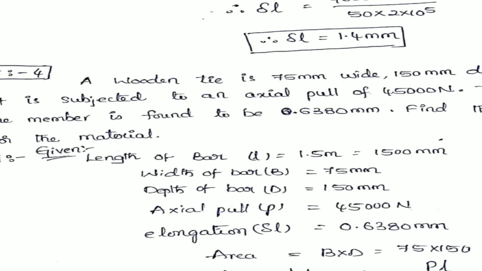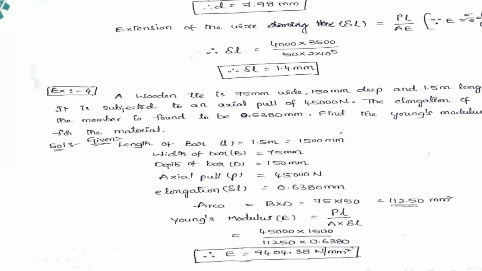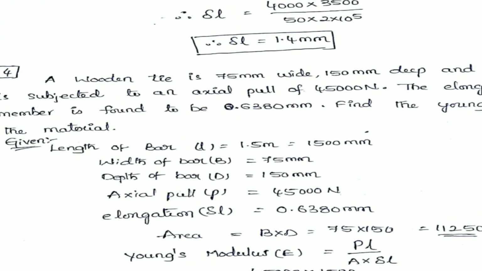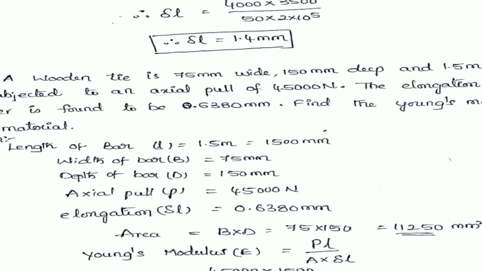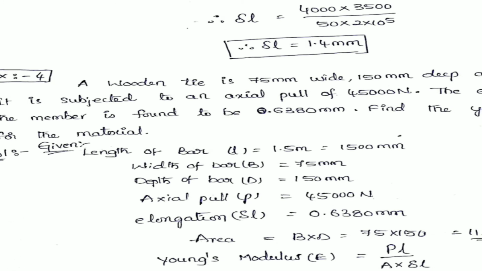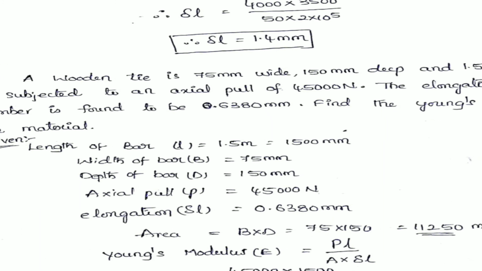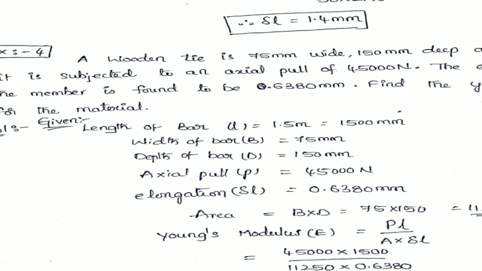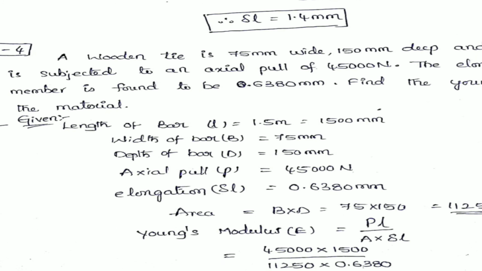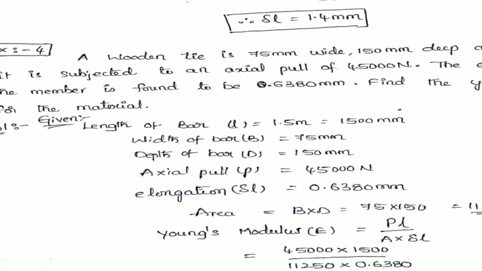Next important problem. A wooden tie is 75 mm wide, 150 mm deep and 1.5 meters long, and it is subjected to an axial pull of 45,000 newtons. The elongation of the member is found to be 0.6380 mm. Find the Young's modulus for the material.